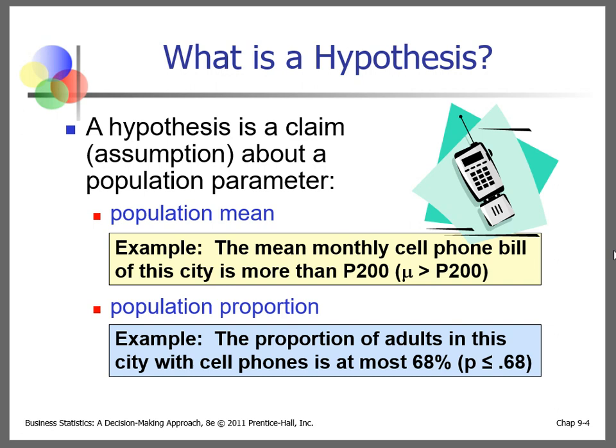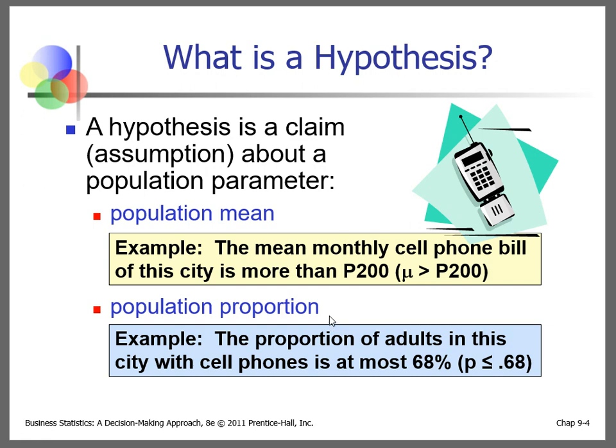Let's begin by defining what a hypothesis is. A hypothesis, simply speaking, is a claim or assumption about a population parameter. A hypothesis can refer to either a population mean or a population proportion.